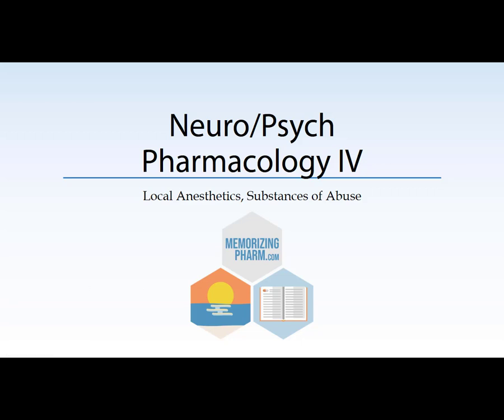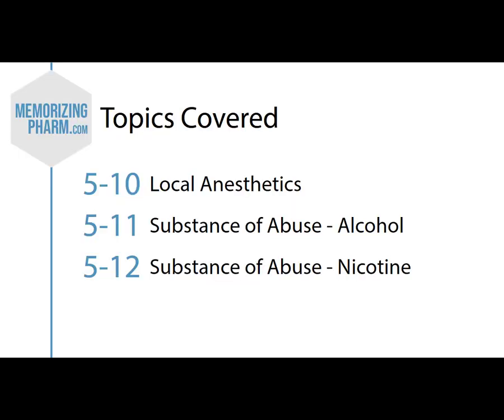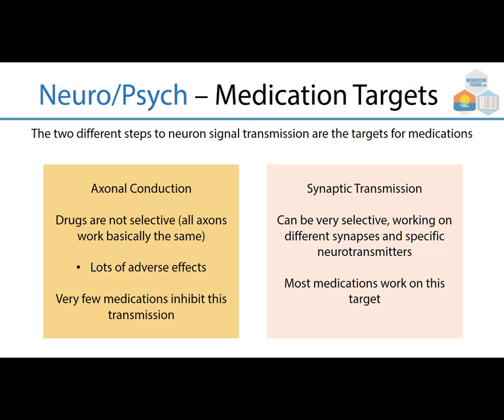Okay, welcome to Neuro Psych 4. We're going to go over three topics: local anesthetics in a little more detail than when we first talked about axonal conduction versus synaptic transmission, and substances of abuse, including alcohol and nicotine. The two different steps to neuron signal transmission are the targets for medications.